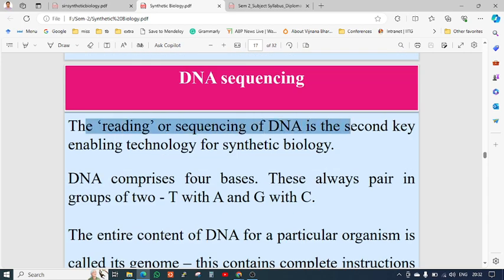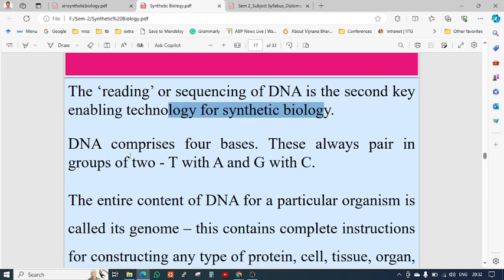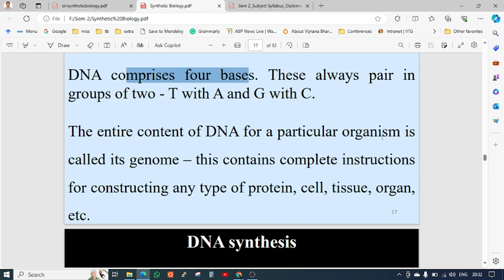The reading, or sequencing, of DNA is the second key enabler of synthetic biology. DNA comprises four bases, which are A, T, G, C, and the entire content of DNA of a particular organism is called the genome. Life science people have already studied what a genome is. So the total sequence of a DNA is called the genome, and this contains the complete instructions for the construction of protein, cell, tissue, organ, etc. For a sequence like ATGCGCA, every sequence is unique, so see, a large number of permutations and combinations may happen. So it is very difficult to identify or sequence the DNA, it is not easy. So this DNA sequencing is most important.